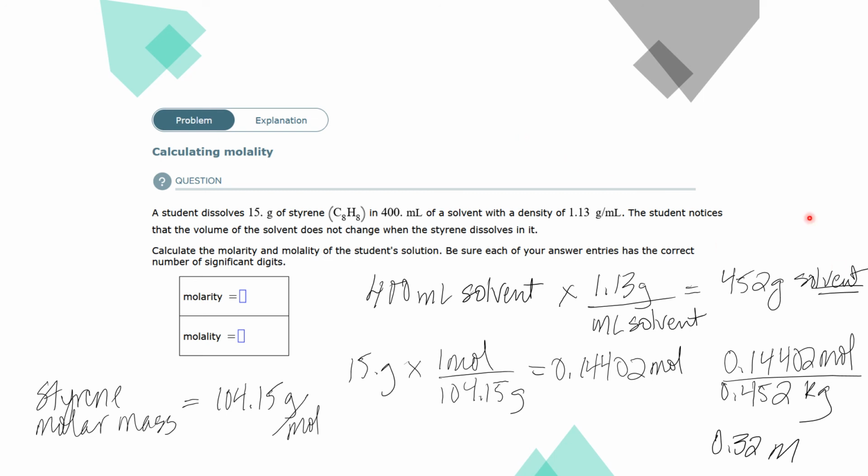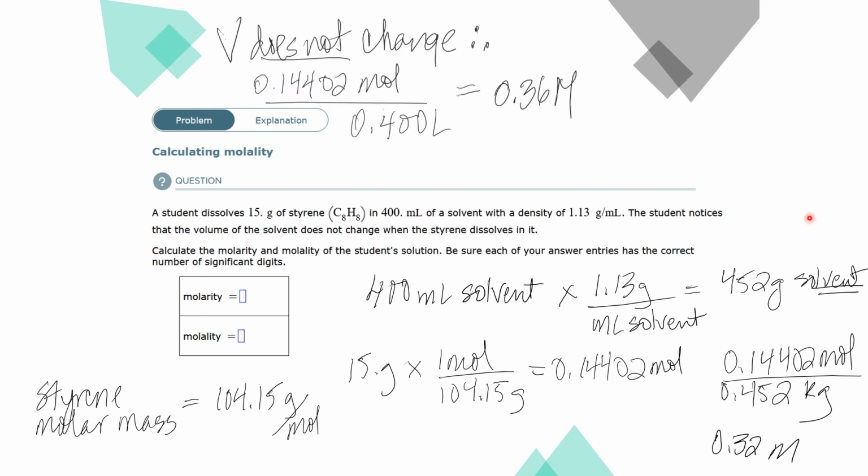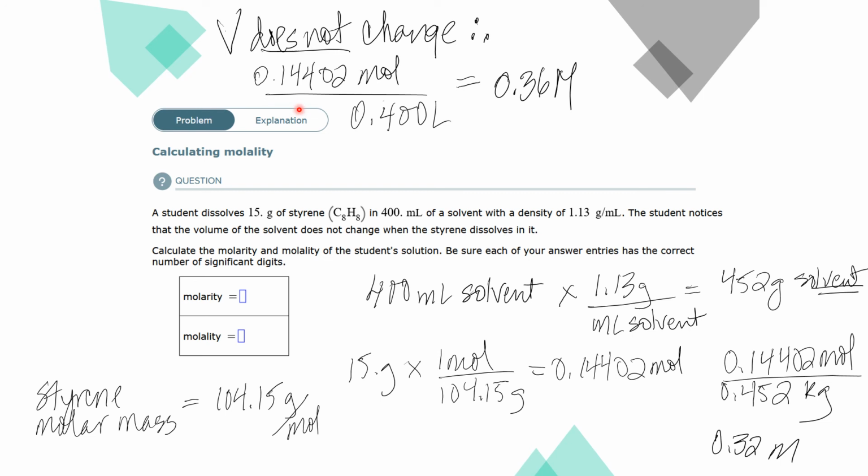This is handy for us because now all we have to do is say, okay, the volume doesn't change. We have 0.14402 mole of styrene. We're going to divide that by our 0.4 liters of solution, and we're going to get 0.36 molar.